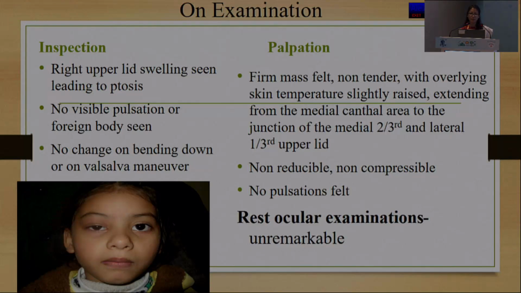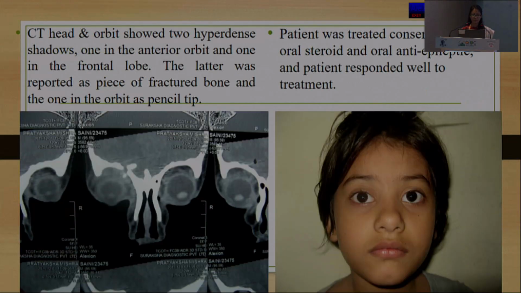On palpation, a firm mass is felt, which is non-tender, with overlying skin temperature slightly raised, extending from the medial canthal area to the junction of the middle 2/3 and lateral 1/3 of the upper lid. It is non-reducible, non-compressible, and no pulsations were felt. The rest of the ocular examination was unremarkable.